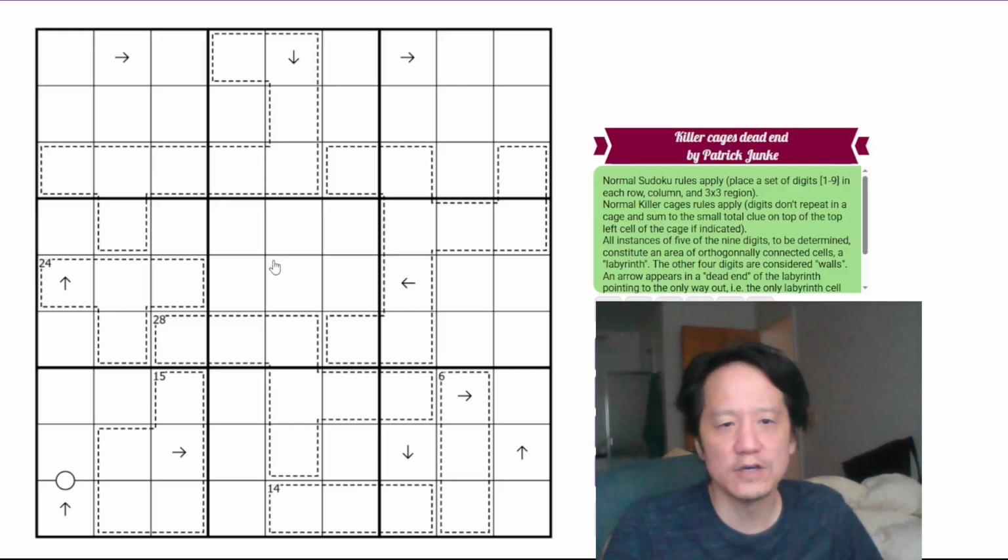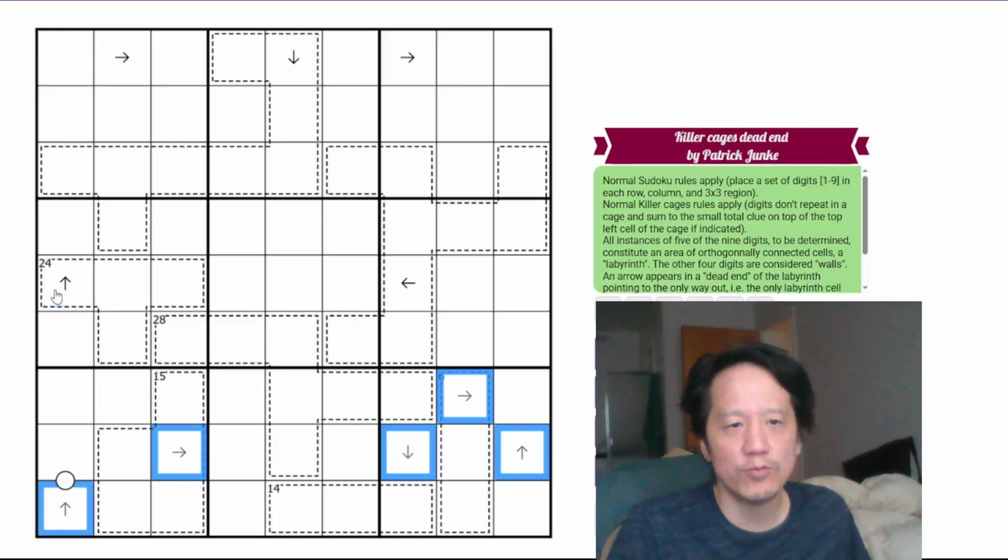Let's go. Okay, so let's color all the arrows and all their ways out, essentially. So we know all of these are ways out. This must go this way. These two are at least walls. If this were not a wall, the problem is there would be a dead end here. So this is a wall also.